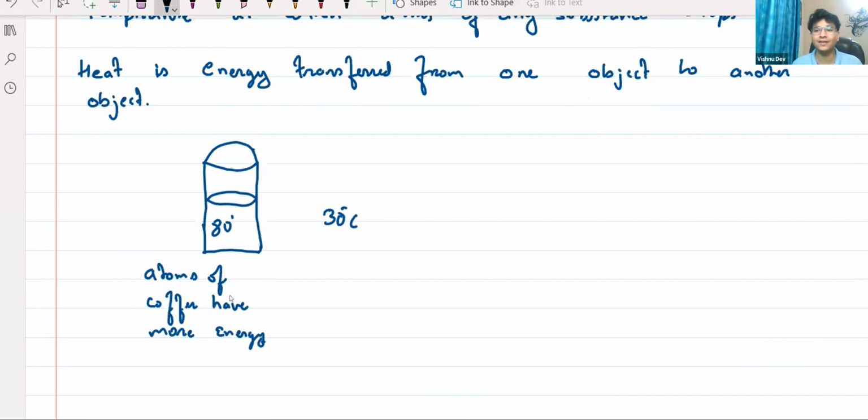Now what do you think? Which will give its energy to which object? Coffee will give to the room. Exactly. So if I ask you, heat is transferred from which to which? Coffee to the room. Now did you understand? I hope all of you understand this concept. When the coffee transfers its energy to the room, the room temperature will increase.